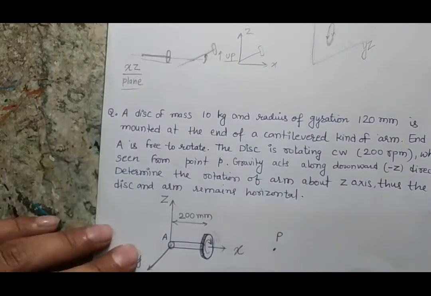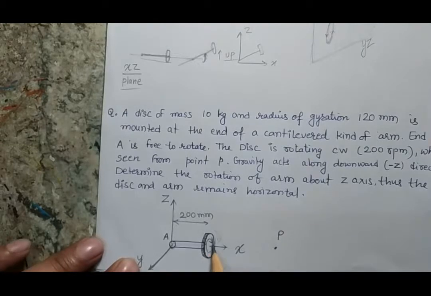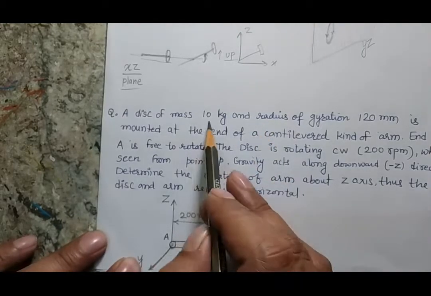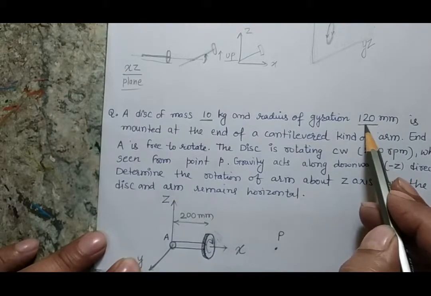So now let's see one numerical problem which states that I have a rotor, and the rotor is rotating, and the mass of the rotor is 10 kg and the radius of gyration is 120 mm.